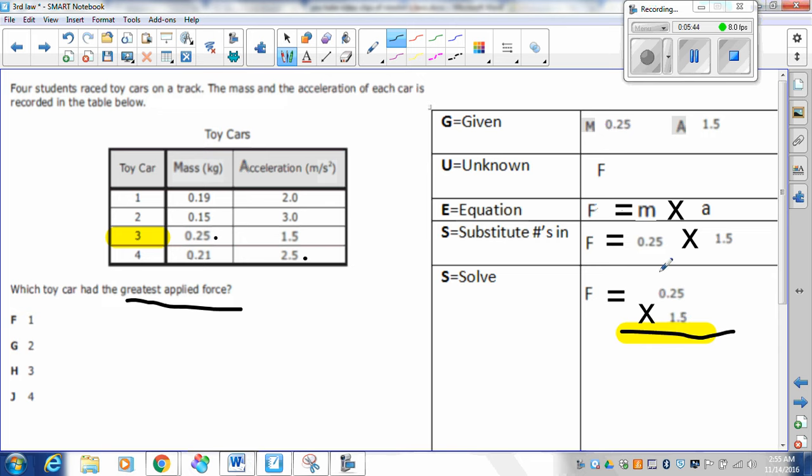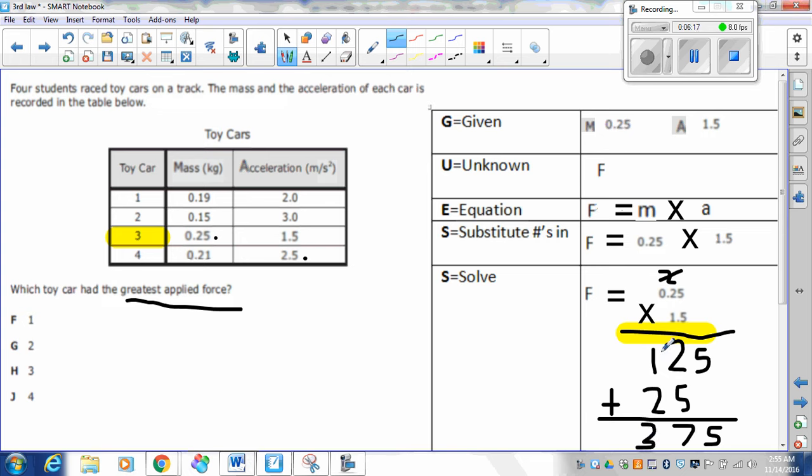5 times 5 is 25. 5 times 2 is 10, plus 2 is 12. Then 1 times 5 is 5. 1 times 2 is 2. Then I'm going to add these together. 5 plus 0 is 5. 5 plus 2 is 7. 2 plus 1 is 3.